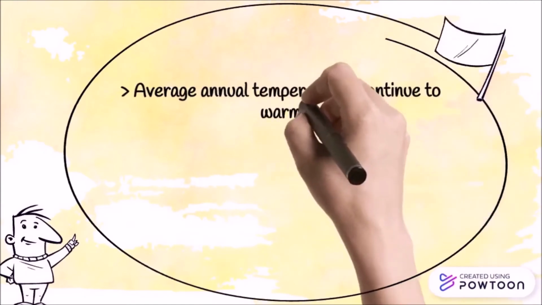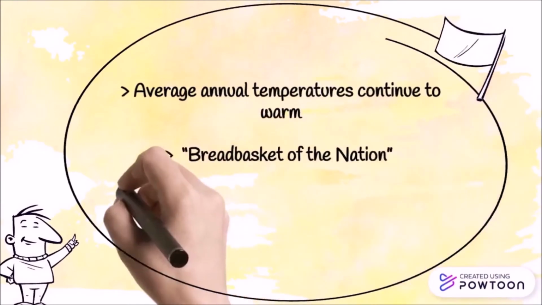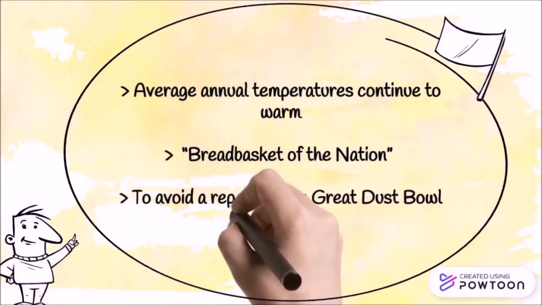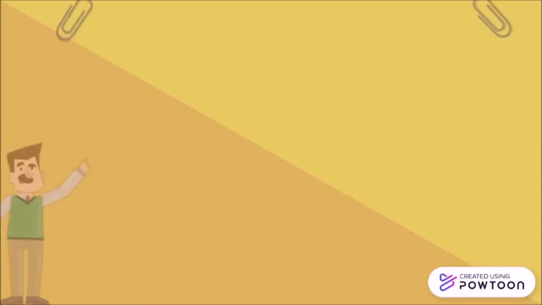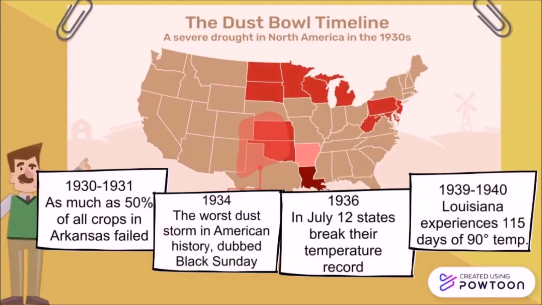Average annual temperatures continue to warm, requiring more irrigation and longer recovery periods between crops. As more pressure to produce falls on the breadbasket of the nation, these headwinds will only intensify, and it will be up to future generations to come up with solutions to avoid a repeat of the Great Dust Bowl of the 1930s. The Dust Bowl timeline: 1930 to 1931.